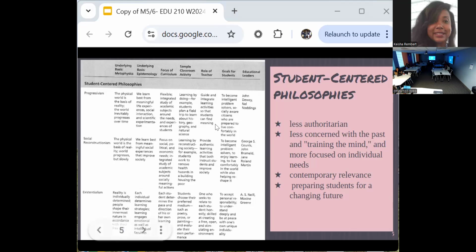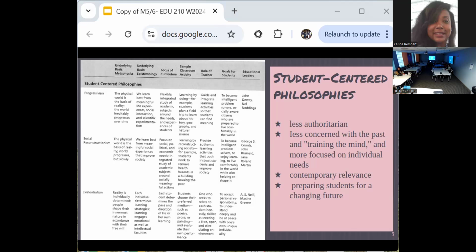A classroom example is learning by reconstructing society. For example, students might work to remove health hazards in a building, or they might build a Habitat for Humanity home. Teachers provide authentic learning experiences that both instruct students and improve society. And the goal for students really is to be intelligent, to problem solve, and to enjoy learning. And we haven't heard that word before, right? Like the idea of joy in learning in these other philosophies has not been mentioned. But in order to be a social reconstructivist, there is an element of joy in education.